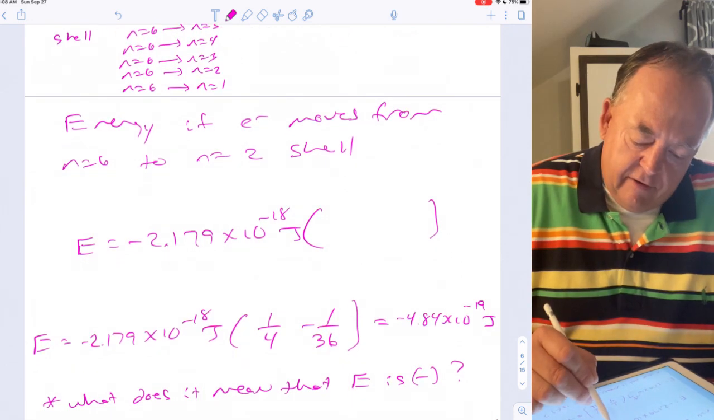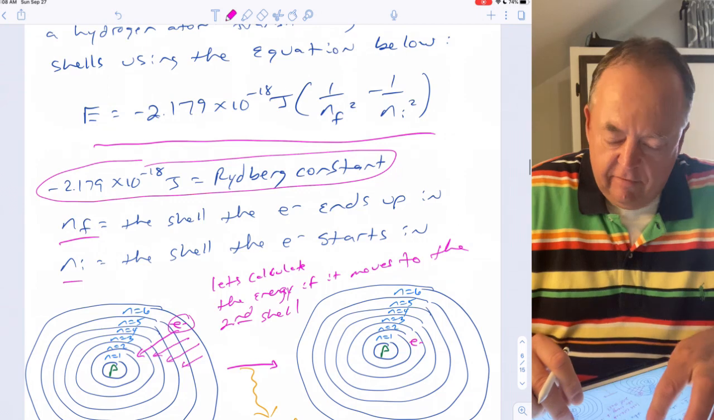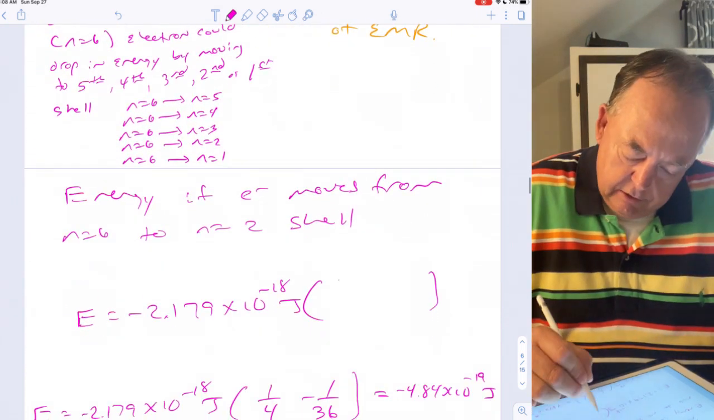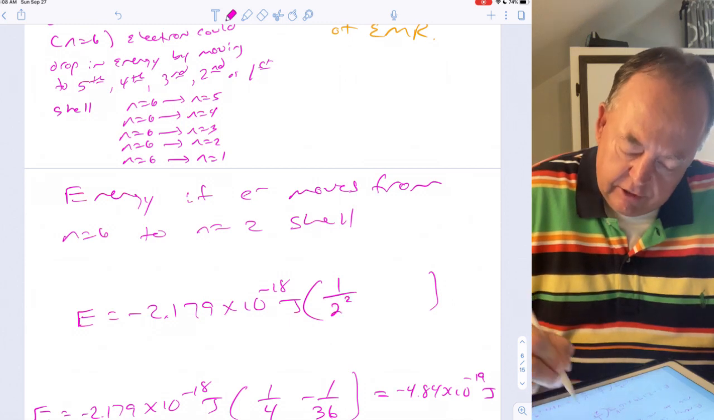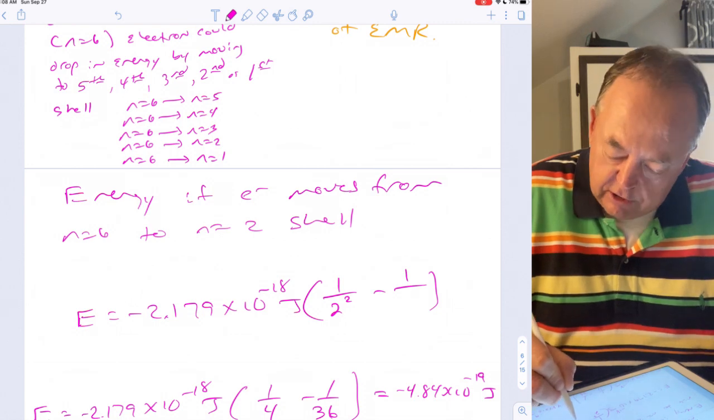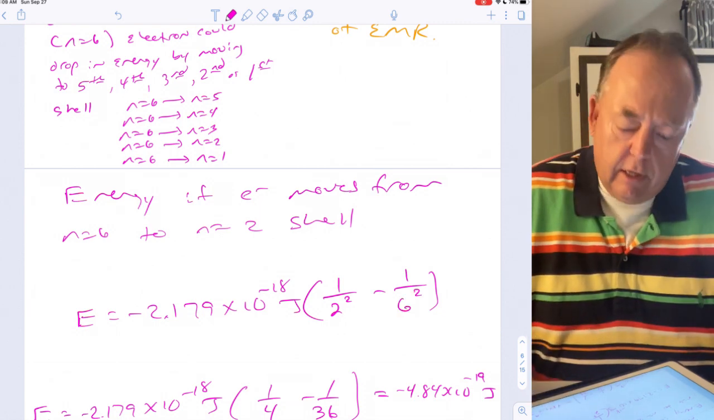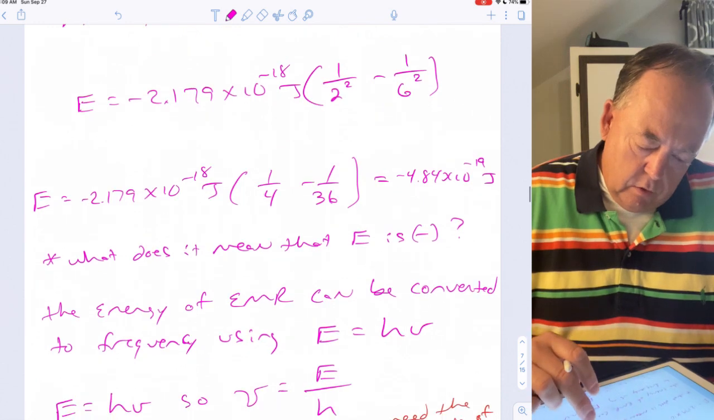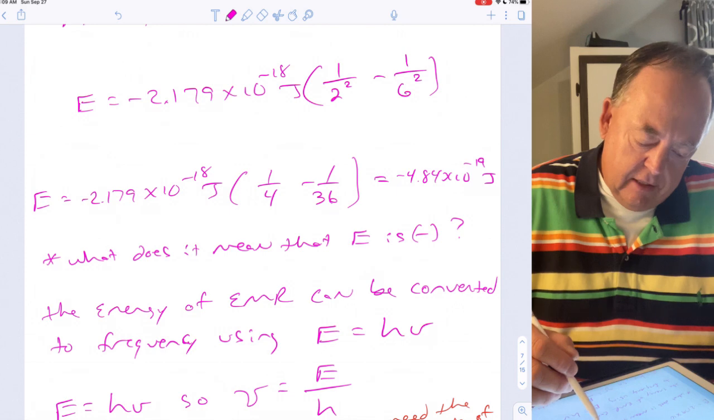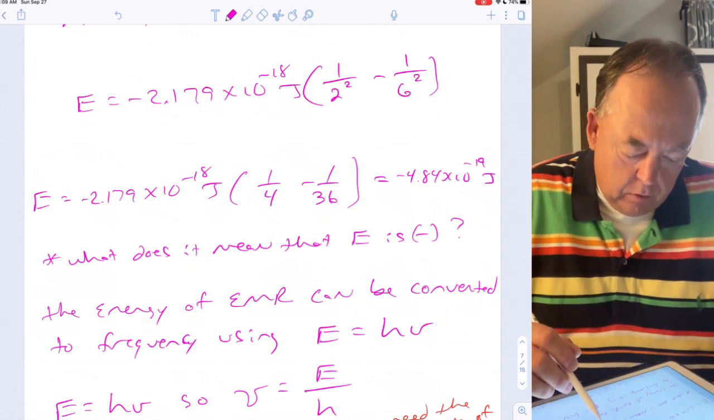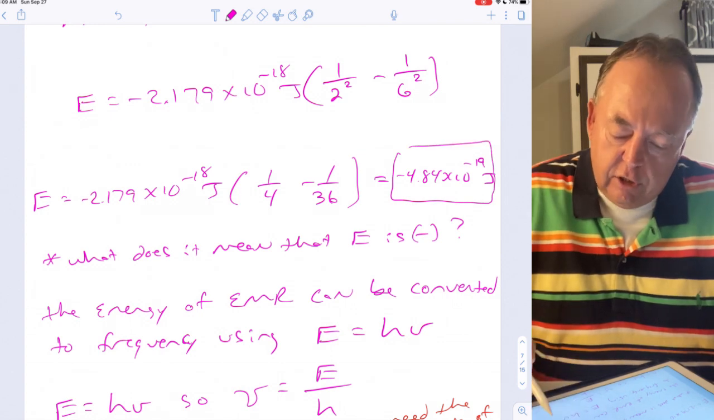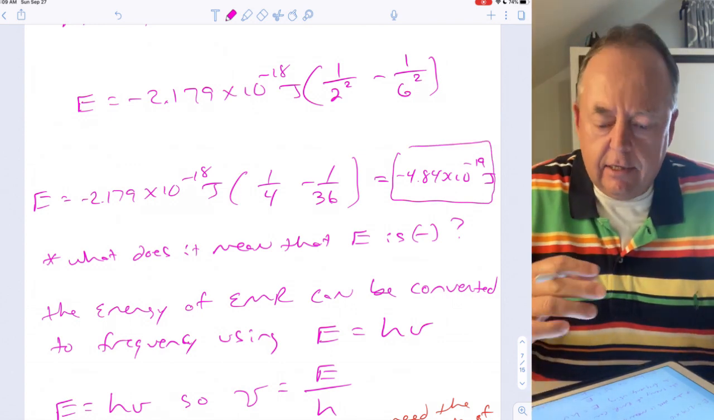Okay, so 1 over n final. In the equation, n final is where it ends up, the 2nd shell. So this will be 1 over the 2nd shell, squared. And then n sub i is where it starts, so that's the 6th shell, and we want to square that. So 1 over 4 minus 1 over 36, multiplied by negative 2.179 times 10 to the minus 18. This would be the energy associated with moving between the 6th and the 2nd shell.